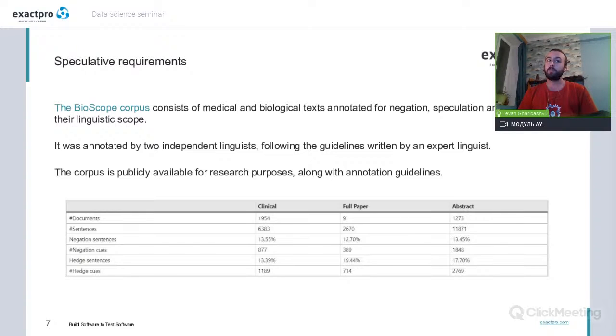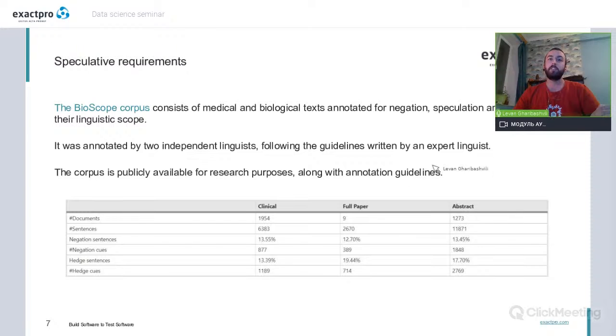One is called the BioScope corpus, and it is a publicly available data set for research purposes. It also comes with annotation guidelines, which are also publicly available. So I think that's a good thing, because we could potentially use these guidelines as well. It contains several medical and biological texts annotated for negation, speculation, and the linguistic scopes. We're not interested in negation in this presentation, but it's good that it has speculation and scope as well.